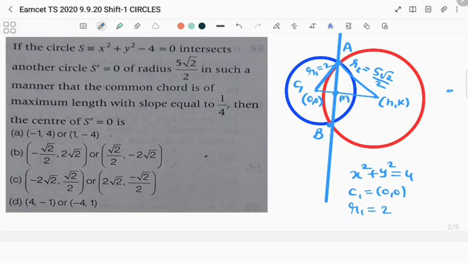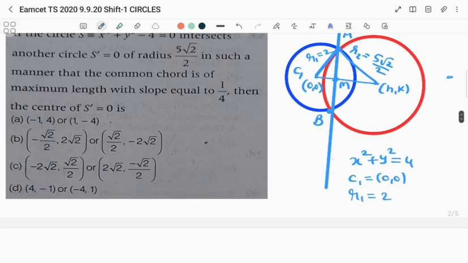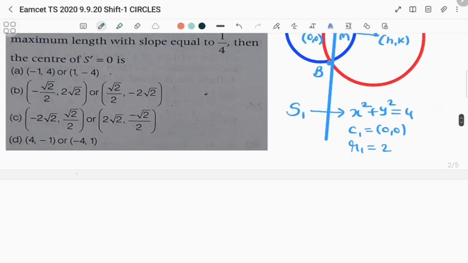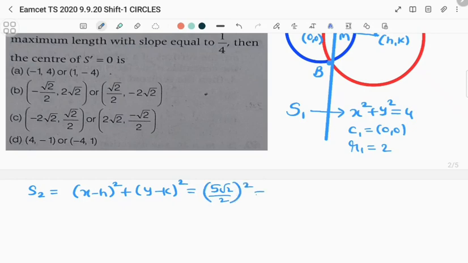First, we need to consider the common chord. Why? Because the second circle center also, we assume h comma k. This is the first circle center, circle 1. This one, circle 2, S2, is x minus h whole square plus y minus k whole square equal to r square. R square means 5 root 2 by 2 whole square, so this is 25 by 2.